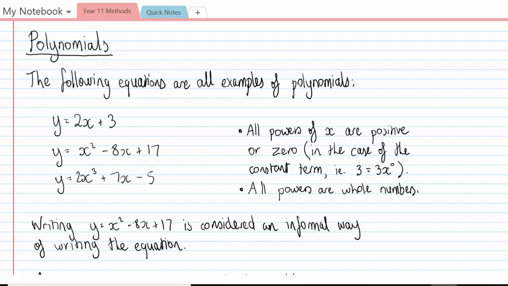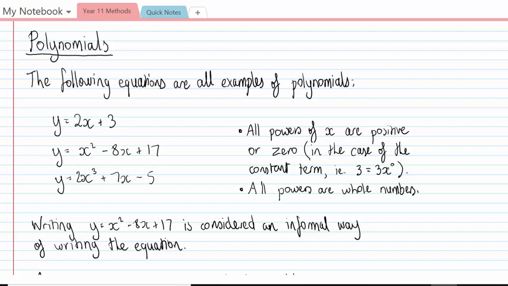So y equals 2x plus 3, y equals x squared minus 8x plus 17, and also y equals 2x cubed plus 7x minus 5. The thing that all three of these have in common is that firstly all the powers of x are positive or 0. Whenever we have a constant term like the 3 or the 17 or the negative 5, they can all be written with an x to the power of 0 term due to the index law that relates to that. The other thing is that all of the powers have to be whole numbers. So we can't have any fractional indices or anything like that.